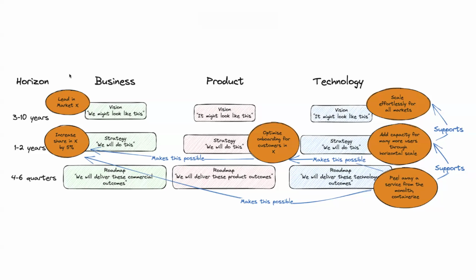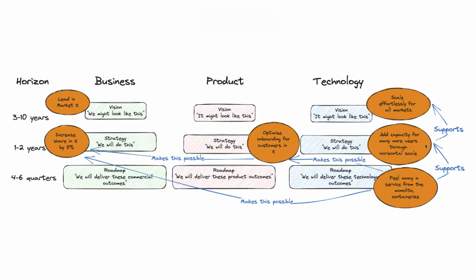The product team might line up with that particular bit of strategy by saying, well, given where the product is today and our onboarding experience, it's not really up to being able to do that. So what we're actually going to have to do is optimize our onboarding for customers in that market, in that particular region. It's got to be way more optimal than it is today. But to be able to do that, it might be that we also need to add capacity for lots of users in our technology platform.